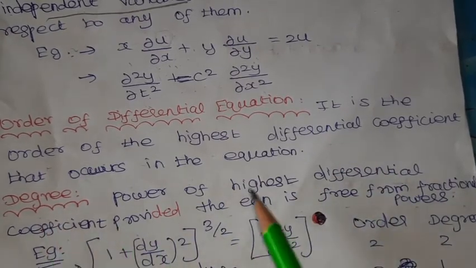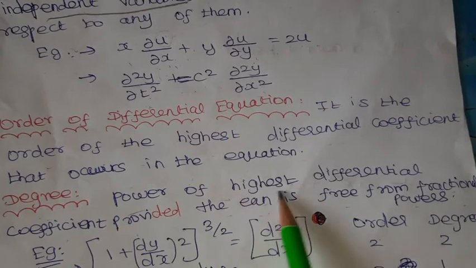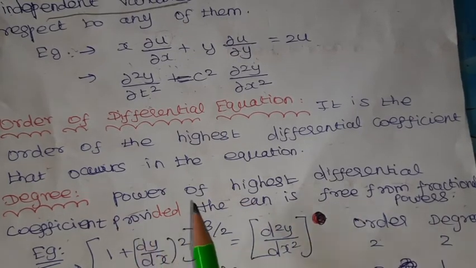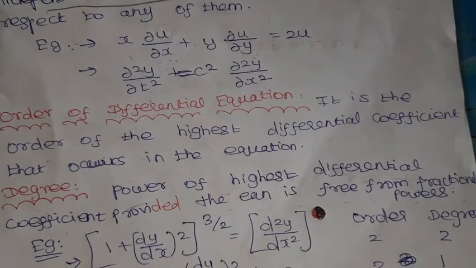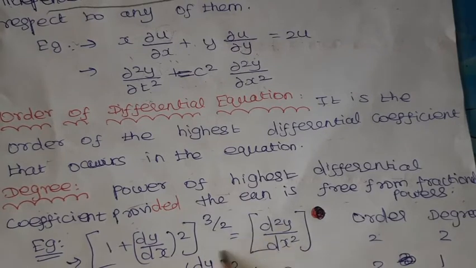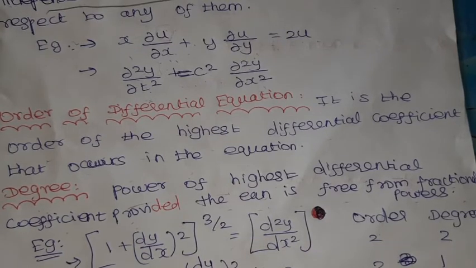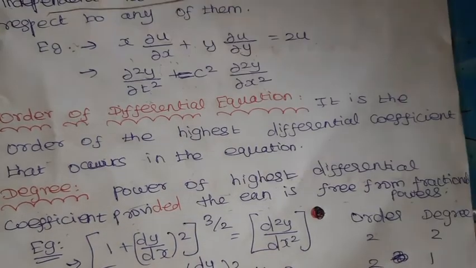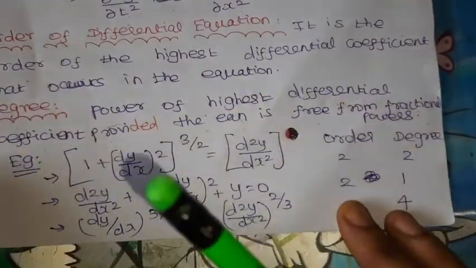What is the degree then? For the highest power of the highest differential coefficient only we need to look for the power, provided that the equation is free from fractional powers. If at all any fractional power is given, we need to eliminate that fractional power and find out the order and degree of the differential equation. We will see examples one by one.